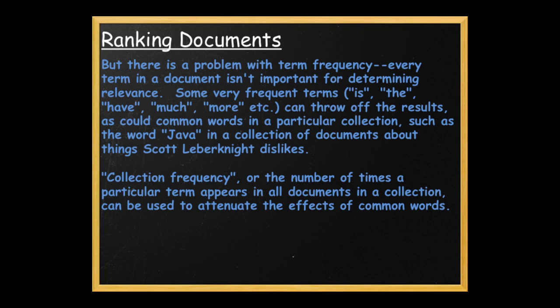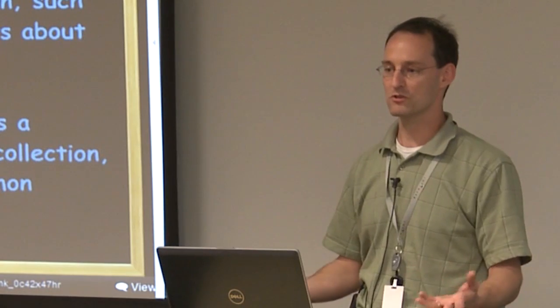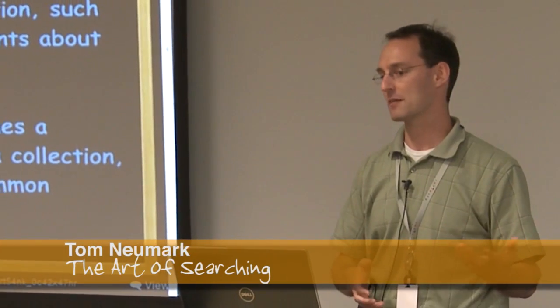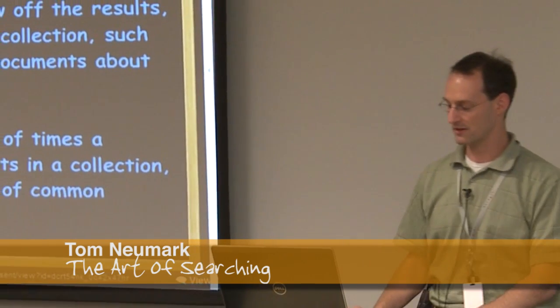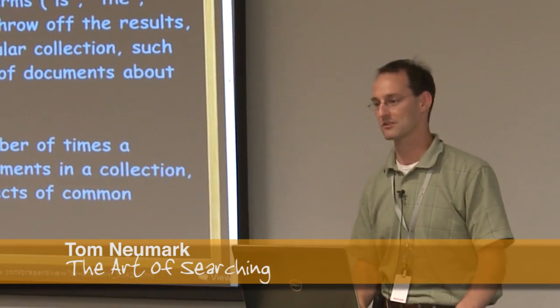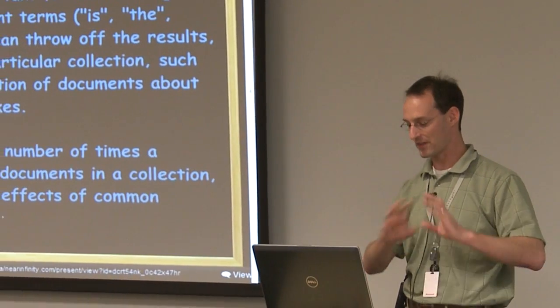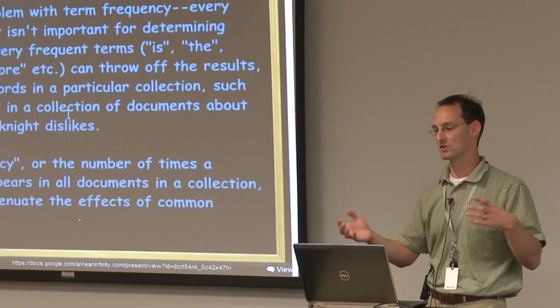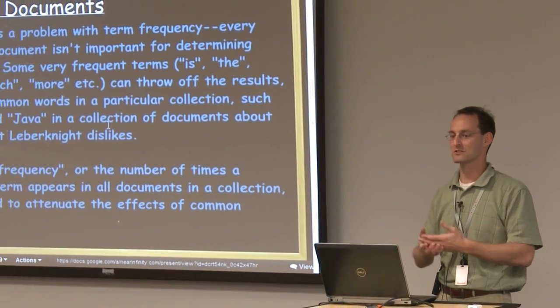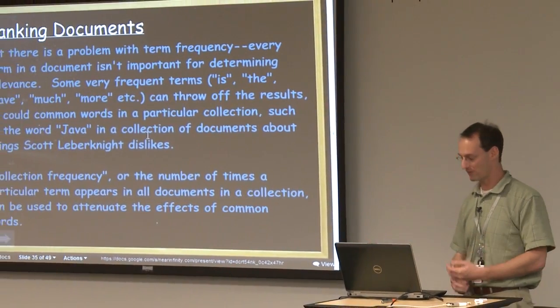But there's a problem with term frequency, which is that every term in a document isn't necessarily important for determining relevance. Some very frequent terms like is, the, have, much, and more can throw off the results. And yet it's true you can eliminate stop words and things like that, but there will still be common words. So for instance, if you're looking at Scott Liebernight's collection of things he dislikes, the word Java is going to appear there like 1,000 times. So in terms of having any discriminatory power on your search, it doesn't really matter, because the word is so prevalent in all the documents that it doesn't really help you find things.